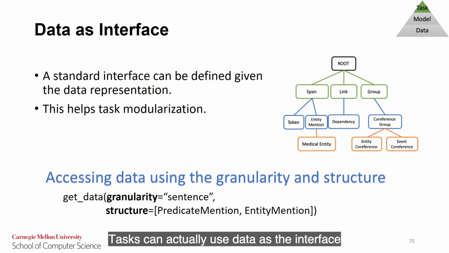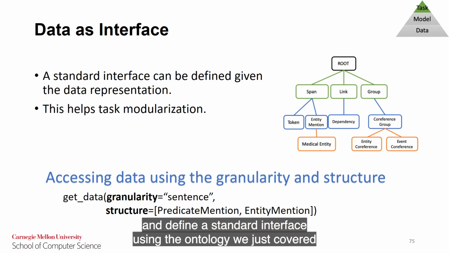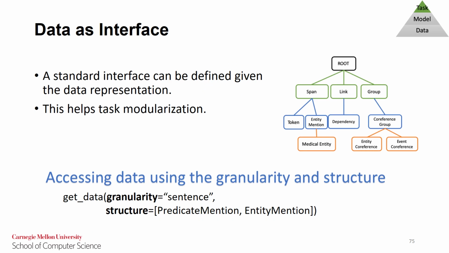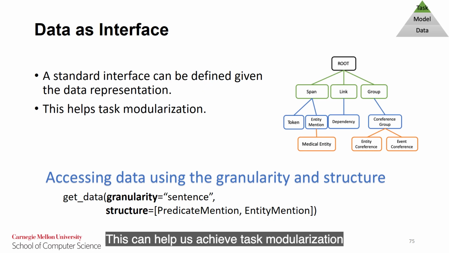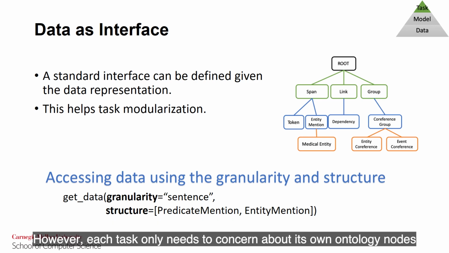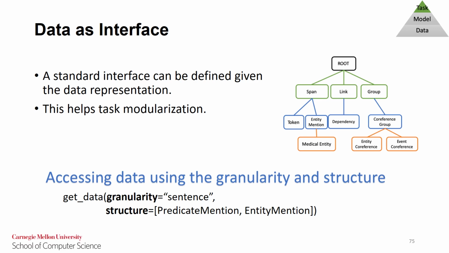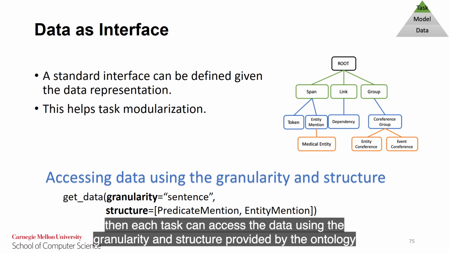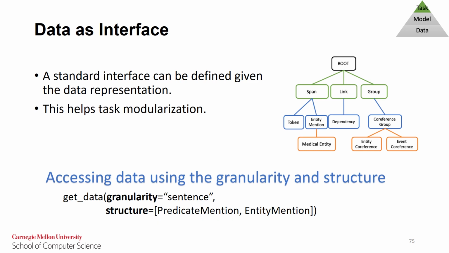Between tasks, we can actually use data as the interface. We can define a standard interface using the ontology we just covered. This can help us achieve task modularization, because now each task understands each other through the ontology. However, each task only needs to concern about its own ontology nodes. Then each task can access the data using the granularity and structure provided by this ontology.